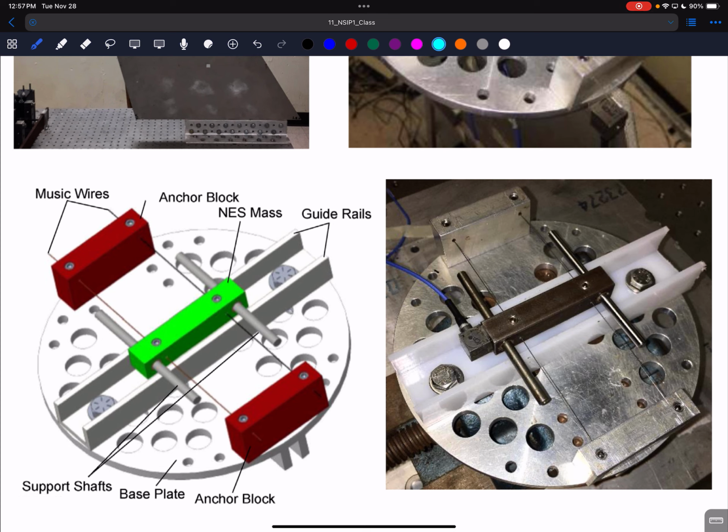We're using music wires. These add a smooth nonlinearity. And because it's sliding along these guide rails or this little U-shaped bracket, we should expect there to be some type of friction as well in terms of the behavior. So one more time, this little mass here, this picture is not as blurry as the others. That is the NES, and right here we have some thin steel wires that act as a smooth nonlinearity.